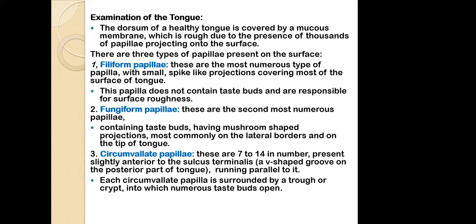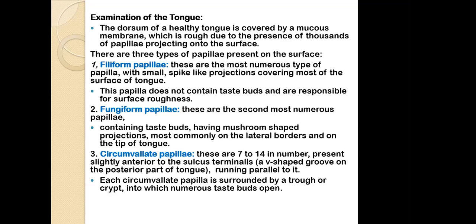The dorsum of a healthy tongue is covered by a mucous membrane, with thousands of papillae projecting onto the surface. And there are three major types of papillae present on the surface: the filiform papillae, the fungiform, and the circumvallate papillae.